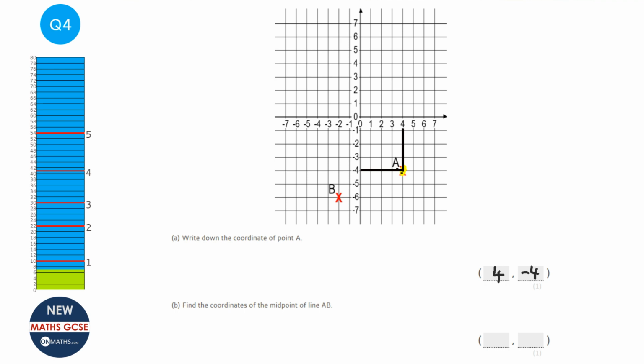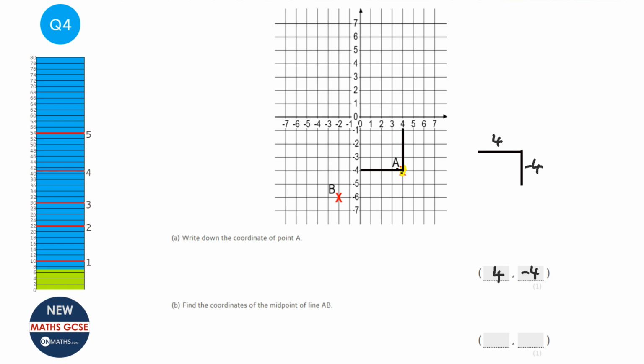Now, most people say the expression along the corridor and up the stairs. Well, this time it's along the corridor and down the stairs because it's -4. So we're going along the corridor 4 and up the stairs -4 because we're technically going down the stairs.